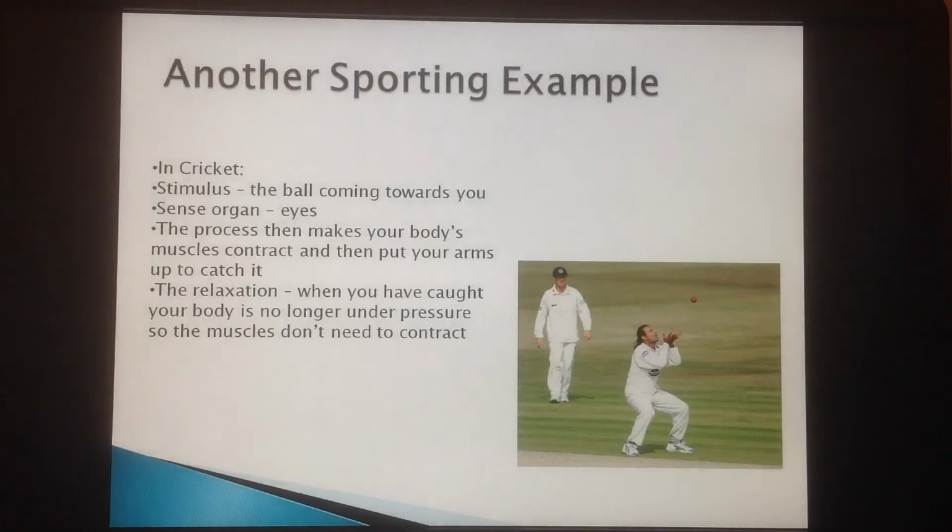Another sporting example could include cricket, where the player needs to catch the ball. So the stimulus is the cricket ball coming towards the player, and the player sees the ball with his eyes, which is a sense organ. And this whole process makes the muscles contract in order for the cricket player to adapt his position and then catch the ball. Obviously, when the cricket player has caught the ball, the whole body relaxes and the muscles are no longer under pressure, so the muscles don't need to contract.